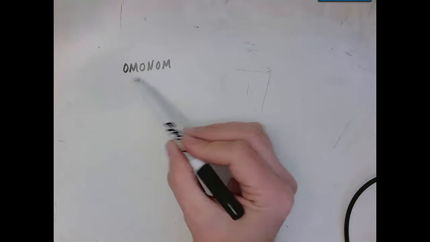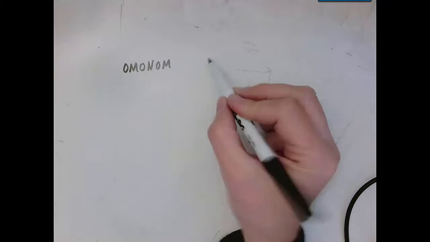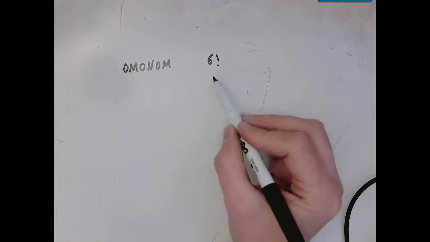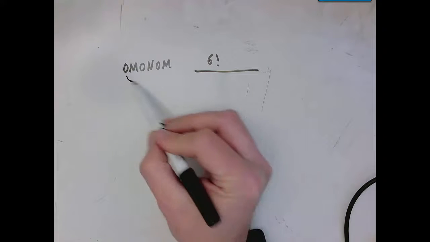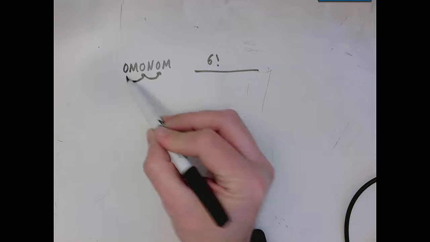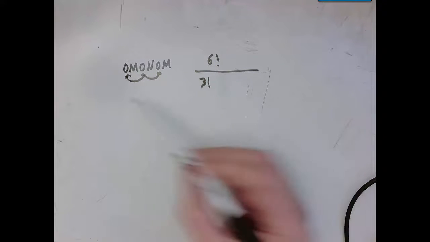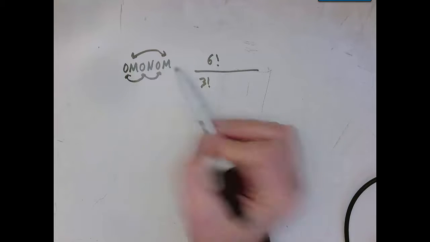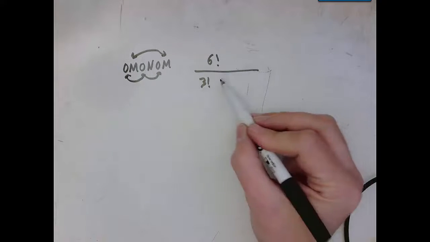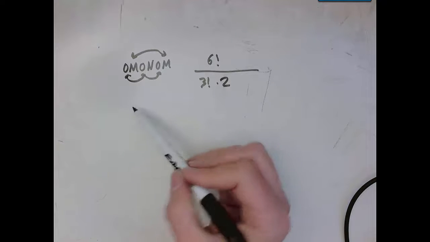So what about this? How many ways could I reorder homonome? Well, there's 1, 2, 3, 4, 5, 6 letters. So I'll start with all 6 factorial ways of reordering those. But I know that I could swap any of the 3 O's, and that wouldn't change anything. So there's 3 factorial ways I could swap the O's. I could also swap the 2 M's, or I couldn't. So that gives me an additional 2 different orderings that would be the same.